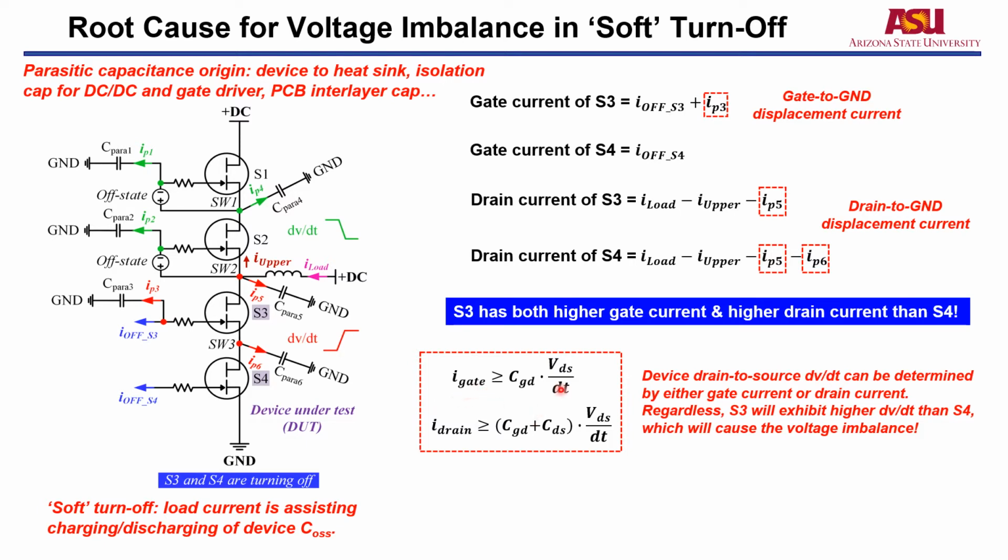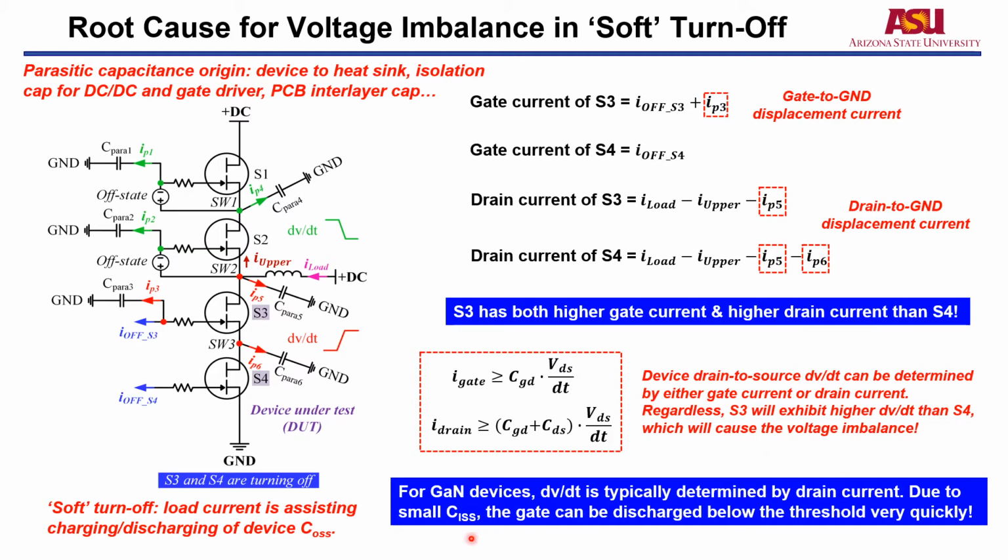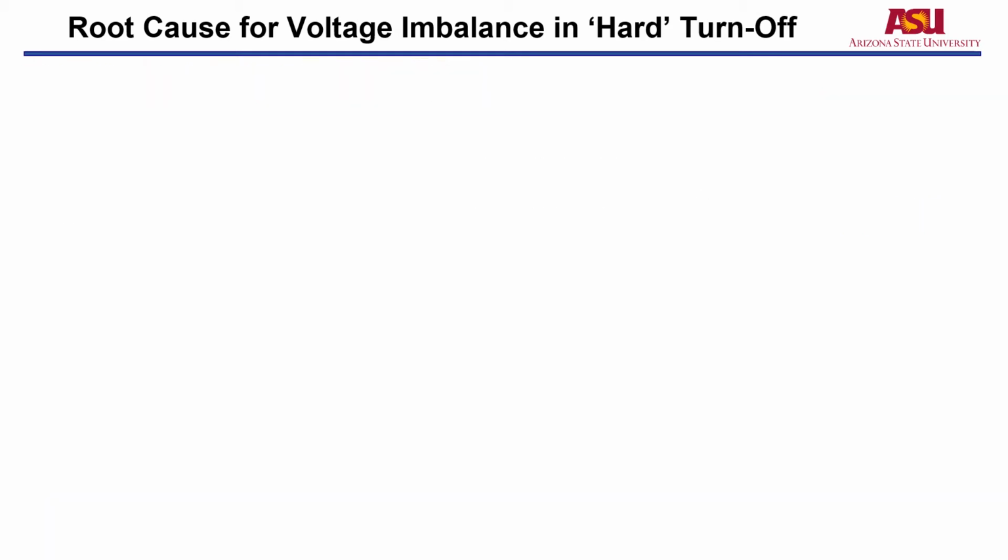So based on these two equations, the device drain to source dv/dt can be determined by either gate current or drain current. Regardless, S3 will exhibit higher dv/dt than S4, which will cause the voltage imbalance. For gallium nitride devices, dv/dt is typically determined by drain current due to the small input capacitance. The gate can be discharged below the threshold very quickly.